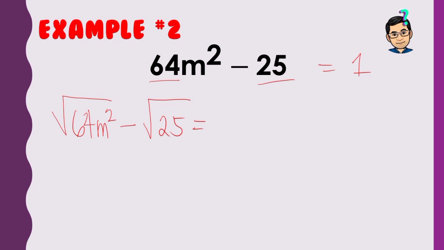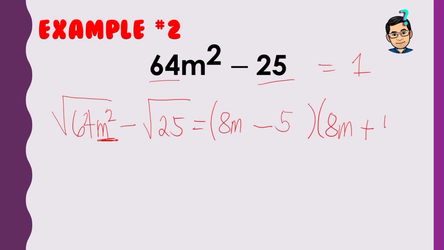Now, what is the square root of 64? 8. Okay, so magkabilaan nating sulat 8. And then, what about m squared? So, ano exponent ng m? 2. So, kung isipin mo, ilang 2 ang pwedeng kunin sa 2? Isa lang. So, therefore, the square root of m squared is only m. So, 8m, 8m. Next. So, what if sinulat ko dito minus and then dito sa kabila, sa right side, plus? That is correct. Okay? And then finally, square root of 25 is 5.